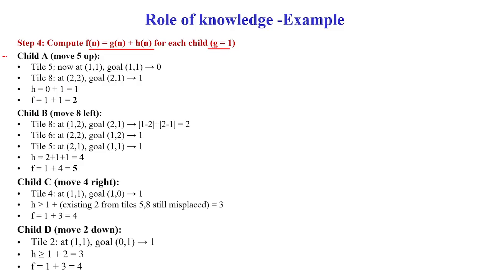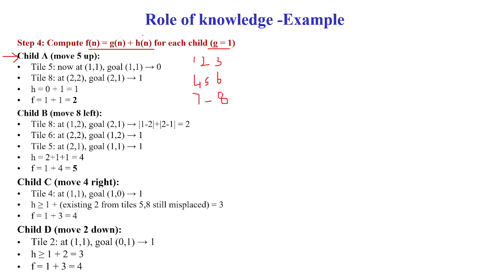Okay, we'll start with child A. So, move 5 up. How will the grid look? 1, 2, 3, 4, 5, 6, 7, blank and 8. Okay.